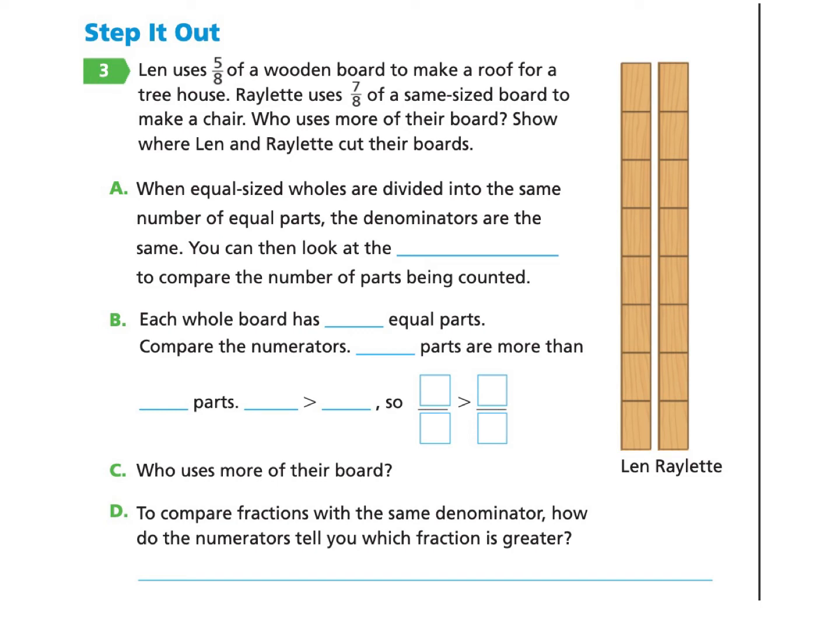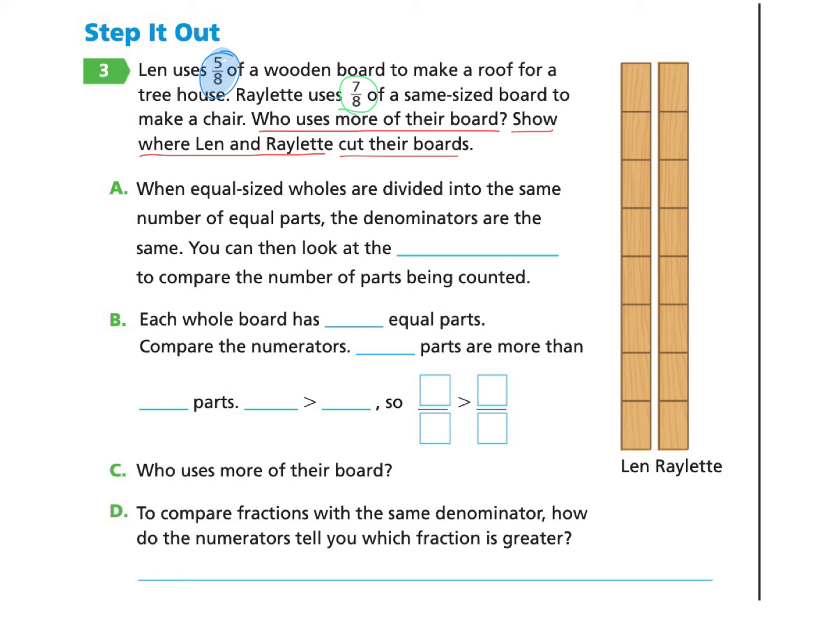Let's take a look at the next page, page 407, part 3. Len uses 5/8 of a wooden board to make a roof for a tree house. Raylet uses 7/8 of the same size board to make a chair. Who uses more of their board? Show where Len and Raylet cut their boards. If you would like to pause and try this on your own, you may do so, or just follow along with me.